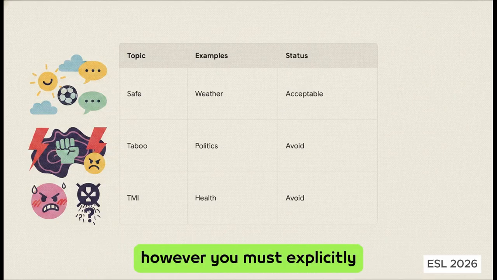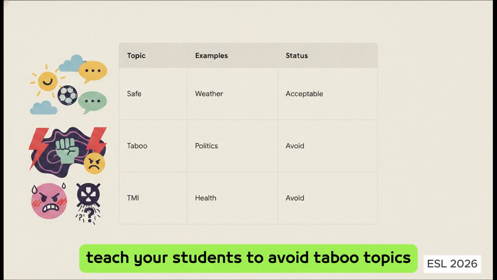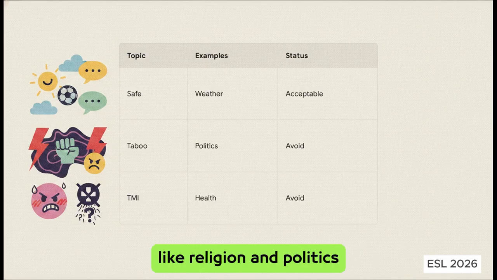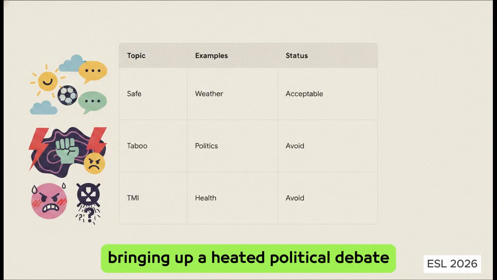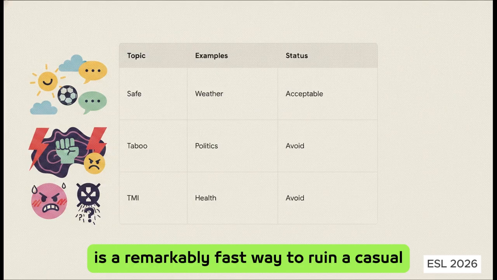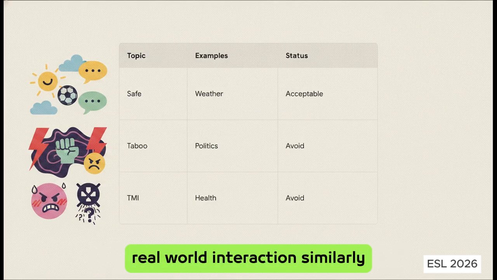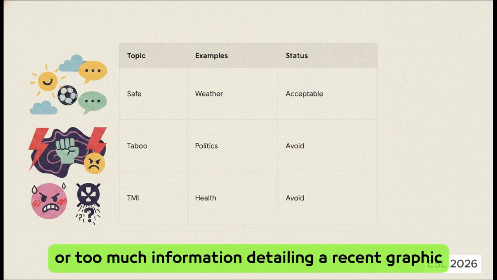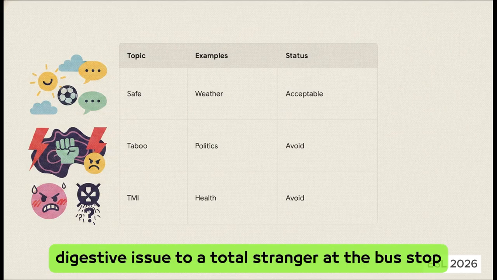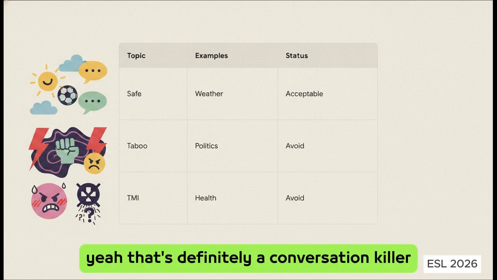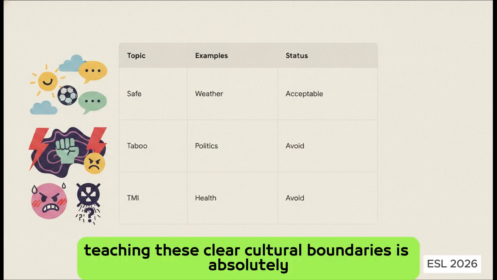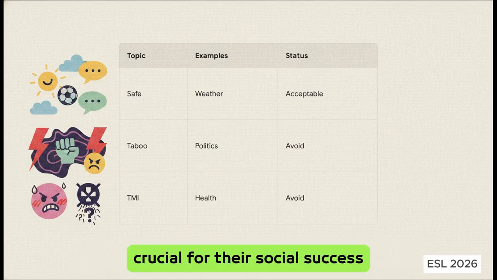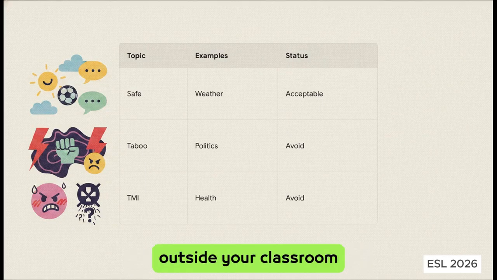However, you must explicitly teach your students to avoid taboo topics like religion and politics. Bringing up a heated political debate is a remarkably fast way to ruin a casual real-world interaction. Similarly, they really need to learn to avoid TMI, or too much information. Detailing a recent graphic digestive issue to a total stranger at the bus stop? Yeah, that's definitely a conversation killer. Teaching these clear cultural boundaries is absolutely crucial for their social success outside your classroom.